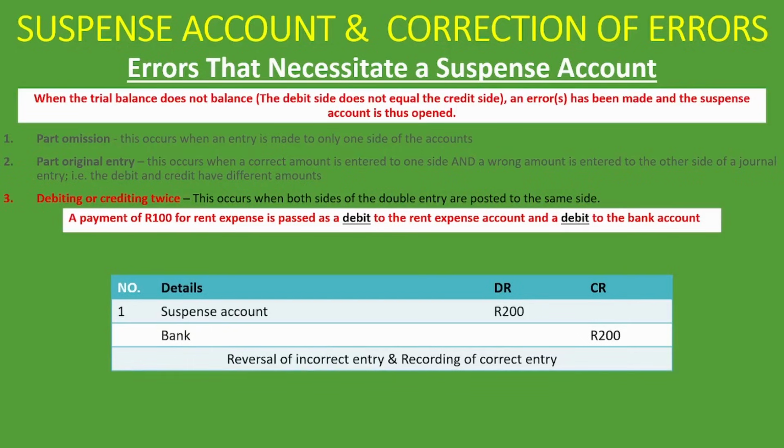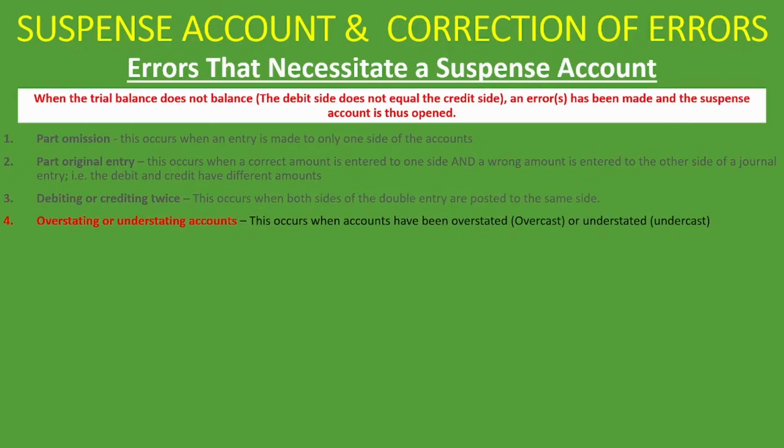And if you had to do a narration, you would have to mention both the reversal of incorrect entry and recording of correct entry. Alright, this one is easier to do. Otherwise, if you're comfortable with doing the two separate journal entries, you can do that. If you're not told what to do in your situation, then you can choose one of the two and you should be marked correctly.